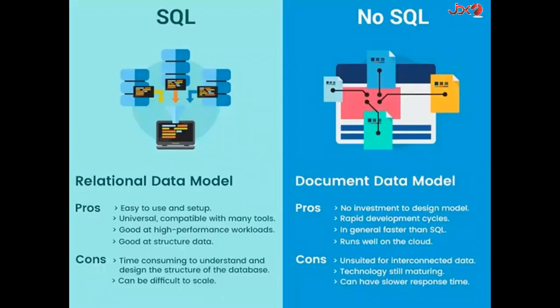So SQL is a relational database and NoSQL is a document data model. So what are the main differences between these? Here, the pros of SQL: easy to use and set up, universal with many tools, good at high performance workloads and good at structured data. In NoSQL, no investment to design the models, rapid development life cycles, in general faster than SQL, and runs well on the web.